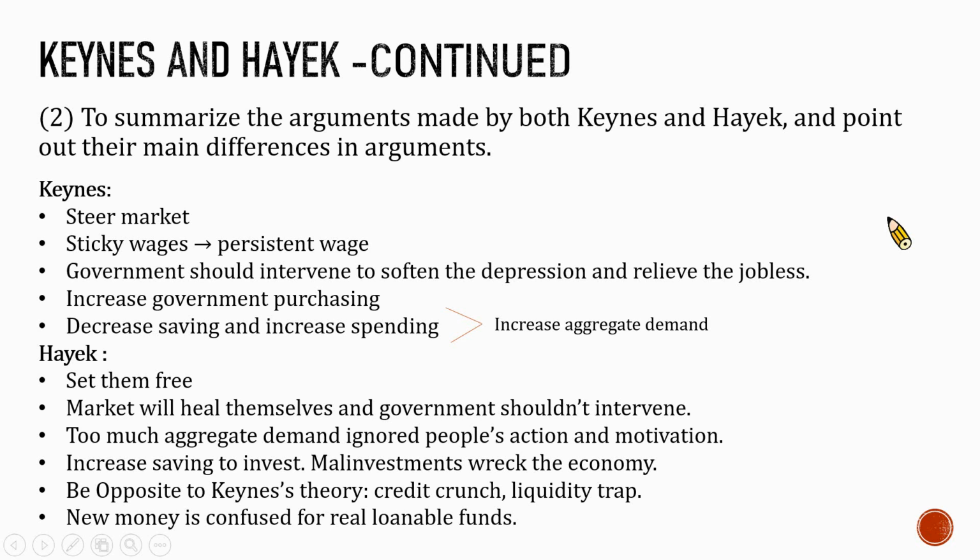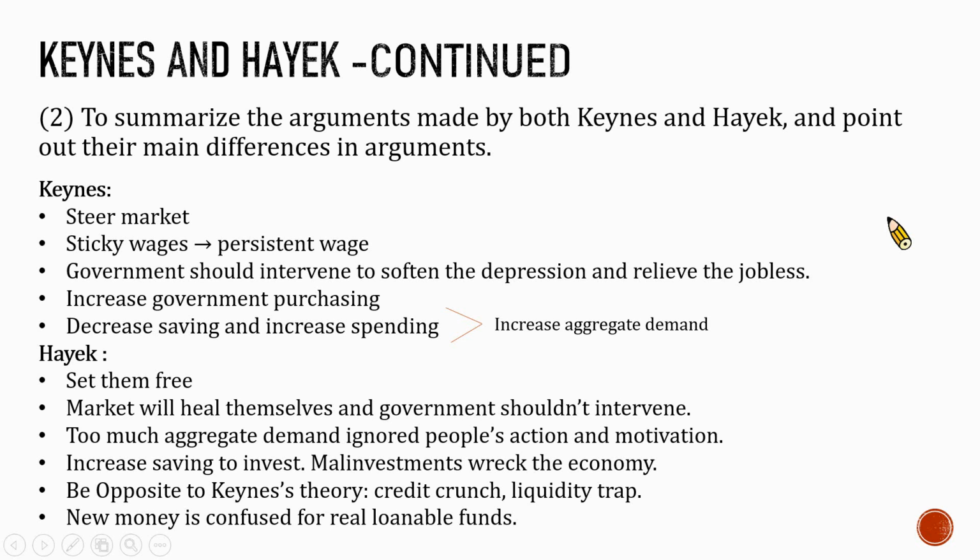So Keynes proposed some theories to solve this problem. First, markets are sticky, with sticky wages and persistent wages. And the most important one is that government should intervene to soften the depression and relieve the jobless. Keynes advocated the use of fiscal and monetary policies to ease the adverse effects of economic recessions, and increase government purchasing, decrease saving, and increase spending. And these two will also increase aggregate demand.